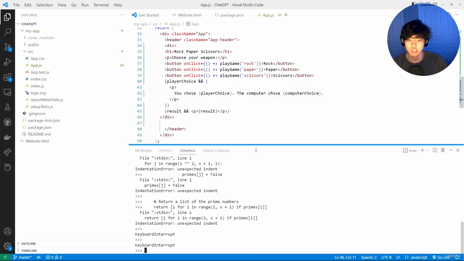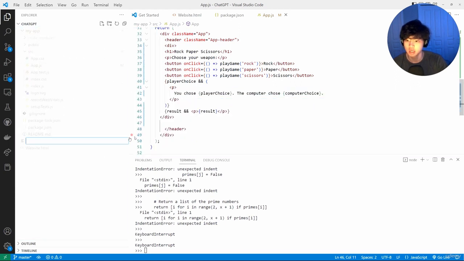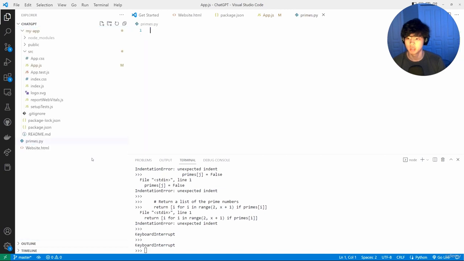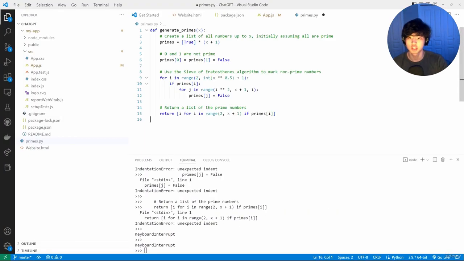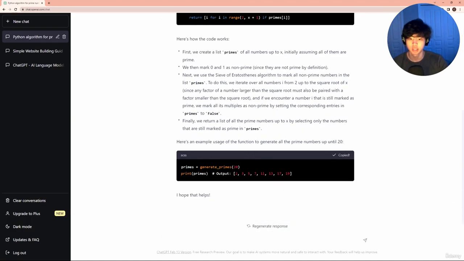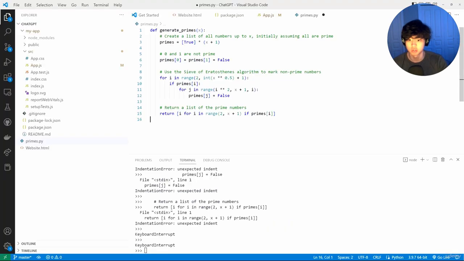So let's create a file for this instead, just to make things easier. Let's call this primes.py. I'll copy that code, which is the function declaration. Like they said down here, there's an example usage of the function to generate all the prime numbers up until 20. It consists of a function call to generate_primes(20), and then it prints the output. And sure enough, that makes a lot of sense, right? These are the prime numbers up until 20.